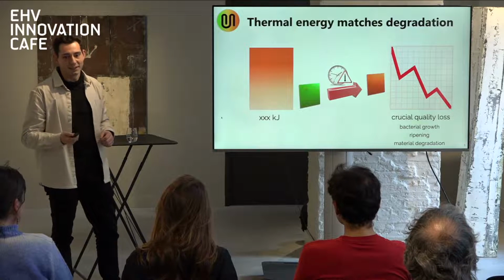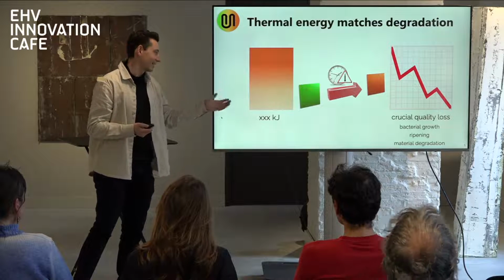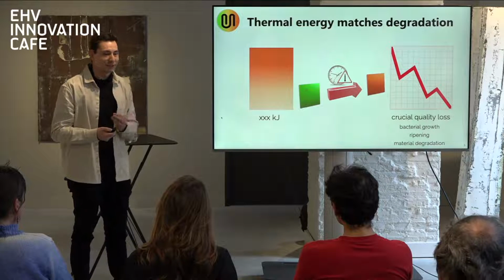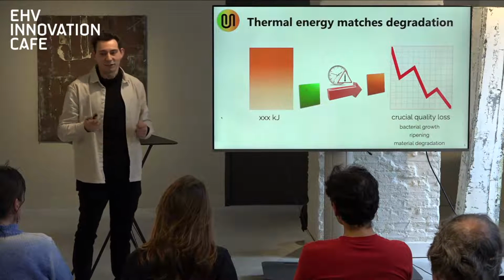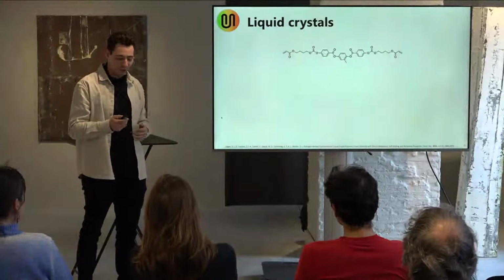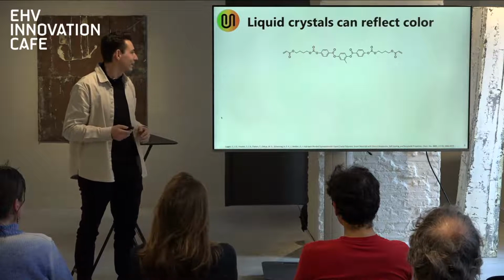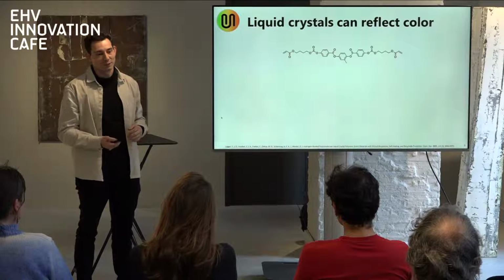So how do we get this color change? It's not, let's say, a display that changes, it's really the material that changes. And it's not a normal dye. We do it a different way. We do it by using liquid crystals. And now you see chemistry on the screen. I know that not everyone is a chemist, but basically what you need to know is we use liquid crystals. This is a very typical molecule because it can reflect color.